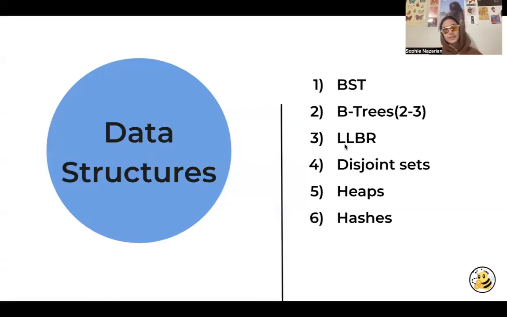Hey guys, I'm Sophie, and today we're going to be doing a mini lecture on data structures. In this video specifically, we're going to go over the trees, so BSTs, B trees, and LLRBs.